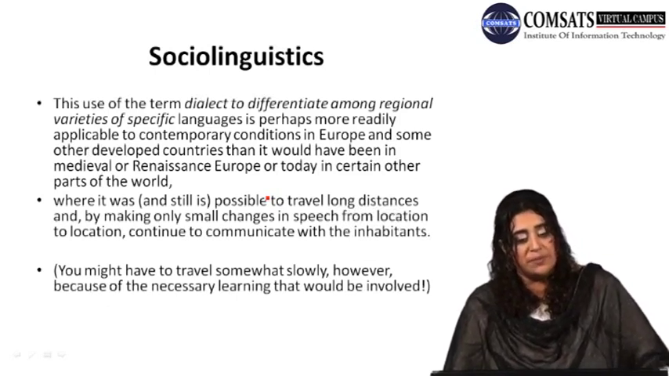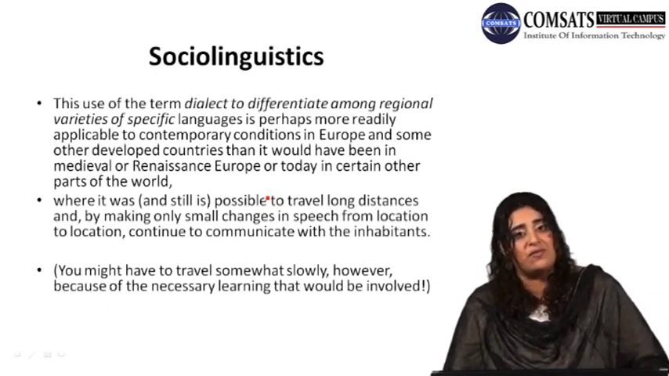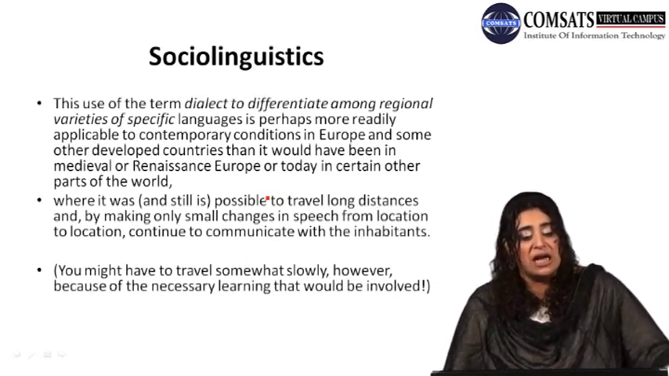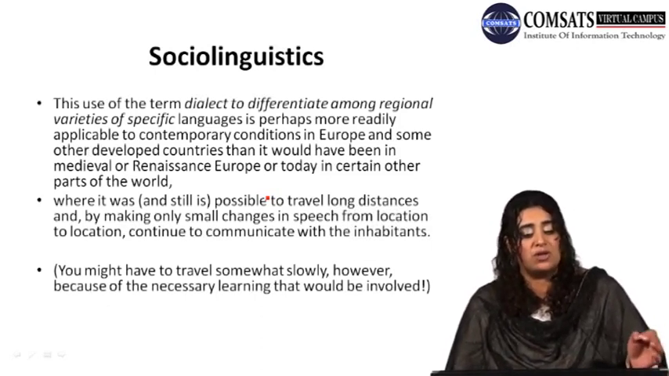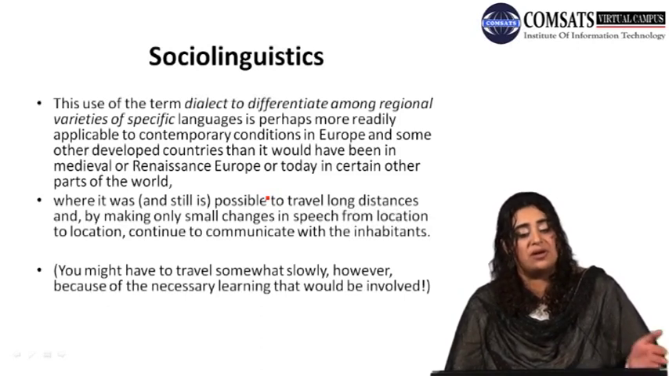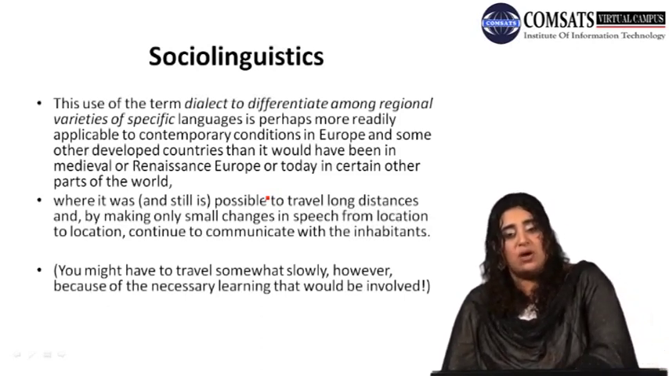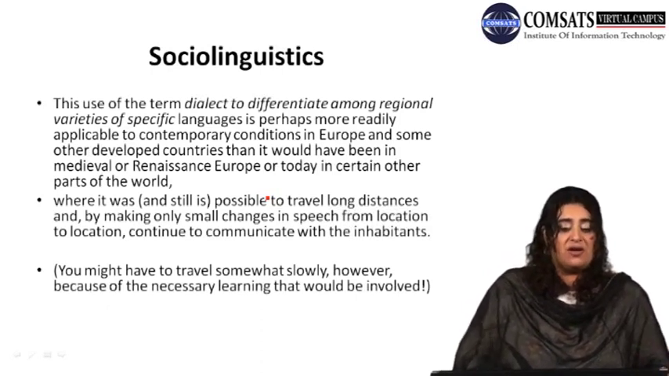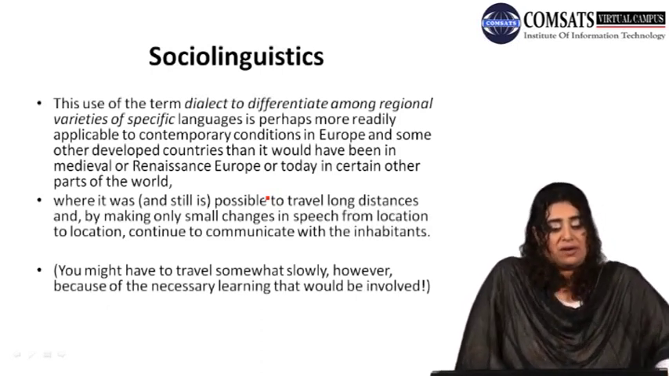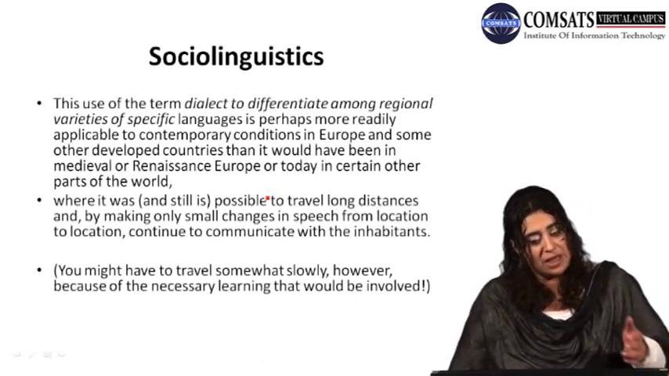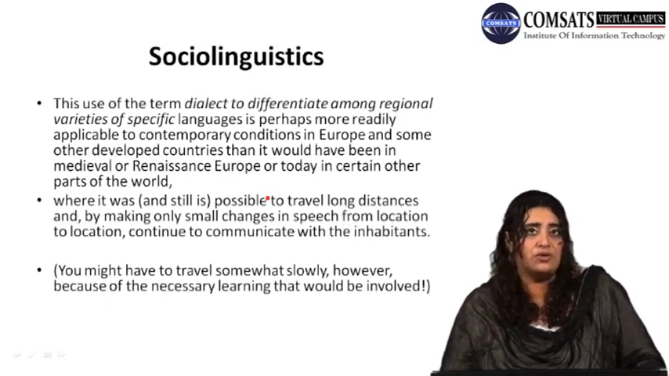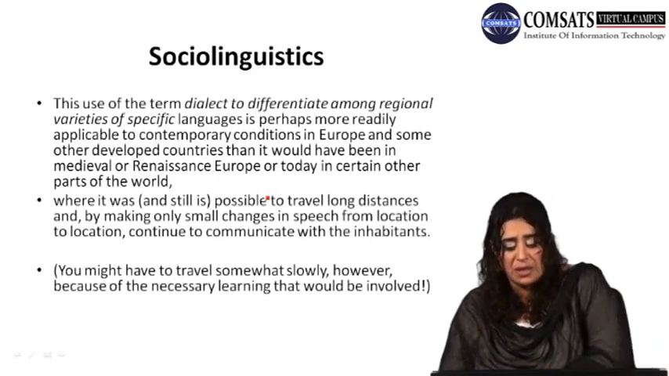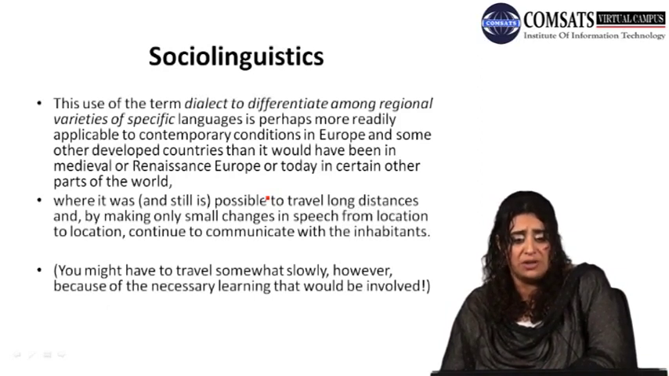So when we say that it's possible to travel long distances, making only small changes in speech from location to location, we continue to communicate with the inhabitants. You might have to travel somewhat slowly, however, because of the necessary learning that would be involved. You can travel very fast over long distances, but if you travel in a much faster way and are not living in a community, it will be very difficult for you to judge or learn the language until you stay there.